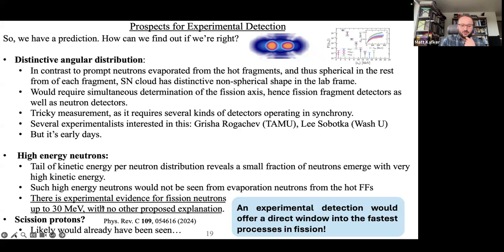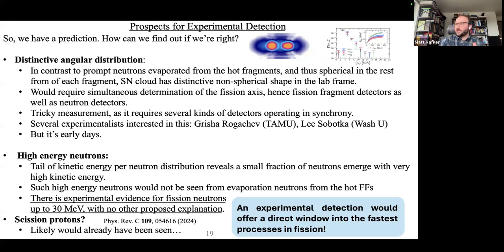And in fact, there is experimental evidence for fission neutrons up to 30 MeV, with, as far as we know, no other plausible explanation as to what the origin of those neutrons are. And I have that reference here. One of the authors on this paper is Capote, whom we heard from. And then there's the scission protons, but as I mentioned, we're not super confident that those are there.